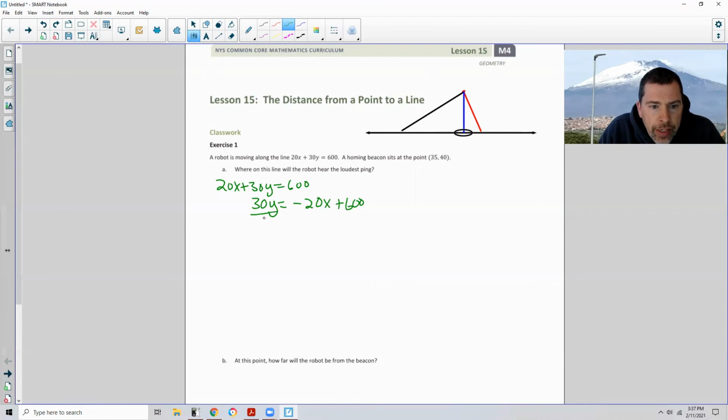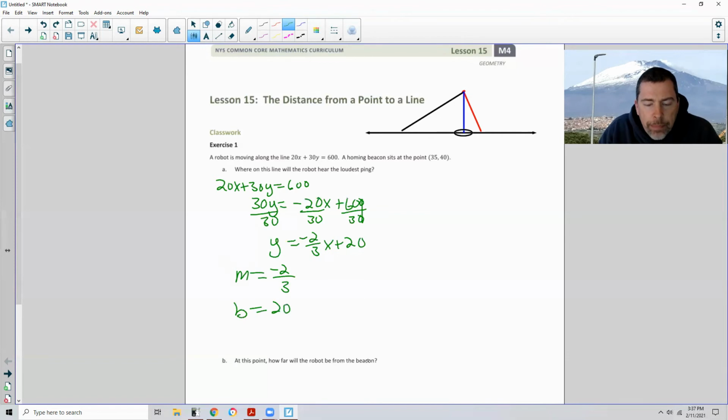And then I divide the whole thing by 30. So that's every term by 30. And I would get y equals negative 2/3 x plus, and 60 divided by 3 is 20. So there is the equation of the line in slope-intercept form. So my slope is negative 2/3 and my y-intercept is 20. Okay, so that's great, but then how do I finish this problem?